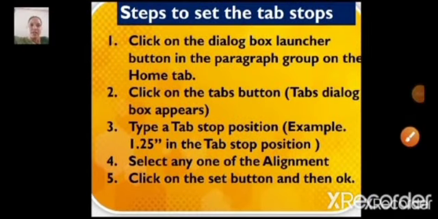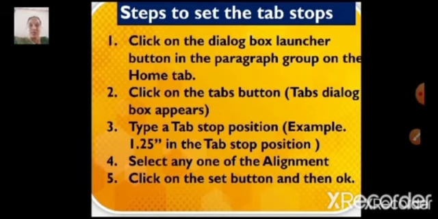We have to click on the dialog box launcher button in the paragraph group of the Home tab. Click on the tabs button, and the tabs dialog box appears. We have to type the tab stop position. Here they have given the example of 1.25 inches. Select any one of the alignments from where the tab stop should appear, click on the set button, and then click OK.